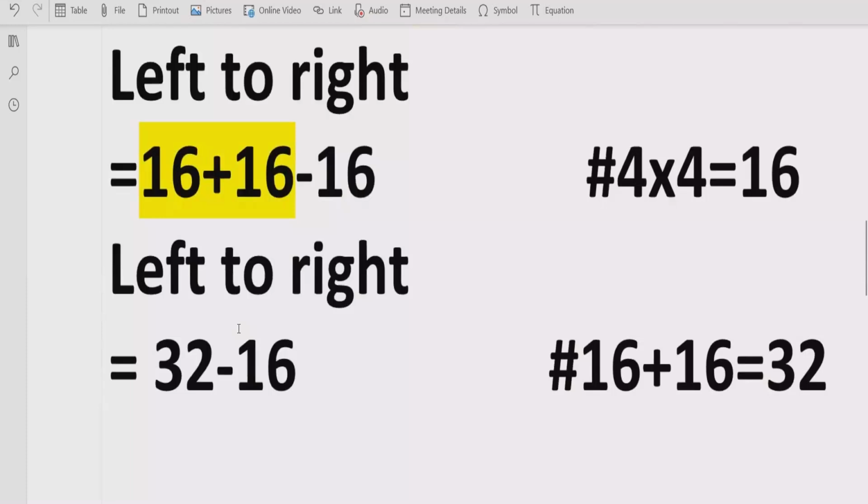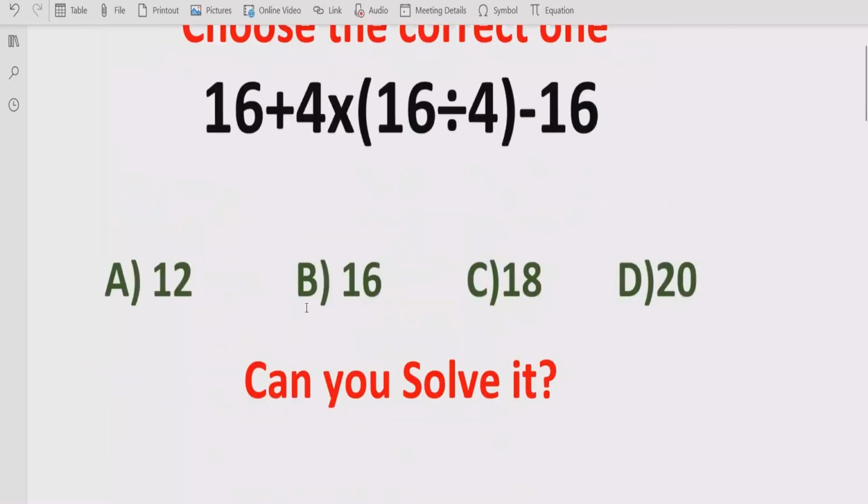Now we have two terms which are subtracting each other. So the answer of the given expression is 16. If you see the answer list, answer B is the correct answer.